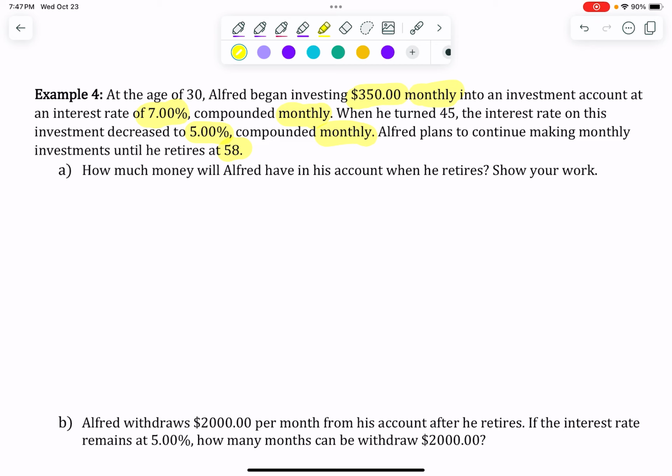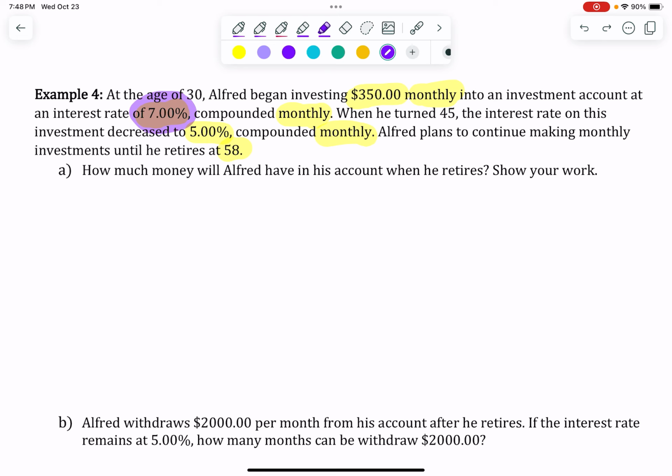But one of the things that I want to point out is we have two interest rates. Remember earlier in this video, I said if interest rates change, I have to do two separate TVMs because there is no possible place for me to input two separate interest rates into my TVM calculation. So I have to split this information into two sections.